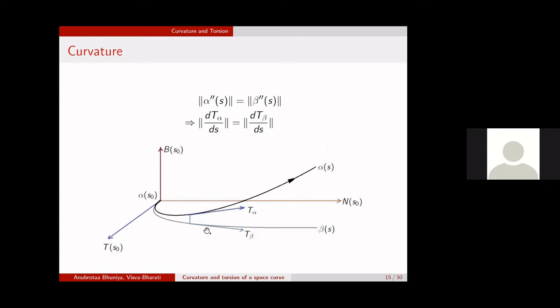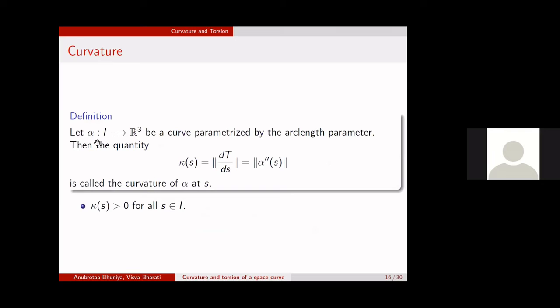And so, for this plane curve, norm dT/ds denotes the change of the angle, how the tangent is moving along the curve, which is nothing but how the curve is moving. So we can take norm dT/ds as a quantity that denotes how the curve is bending. Actually, this is defined as the curvature: kappa s equal to norm dT/ds equal to norm alpha double dash s. Now, since kappa s is the norm of some vector, kappa s is always greater than 0.